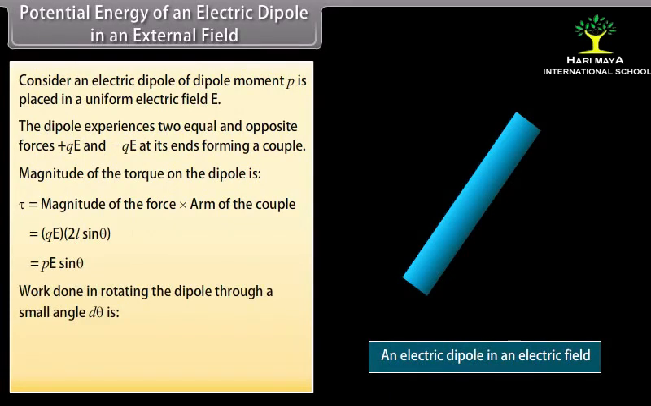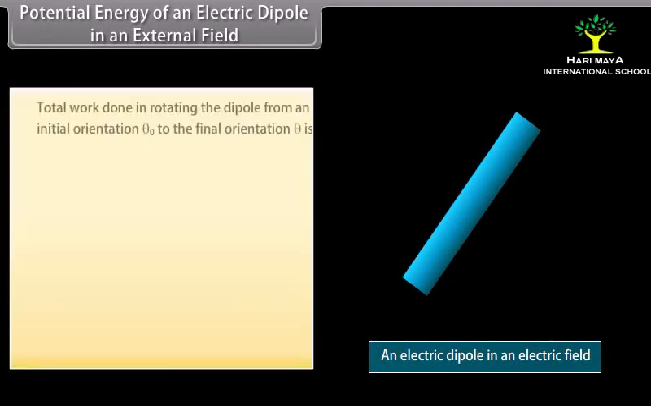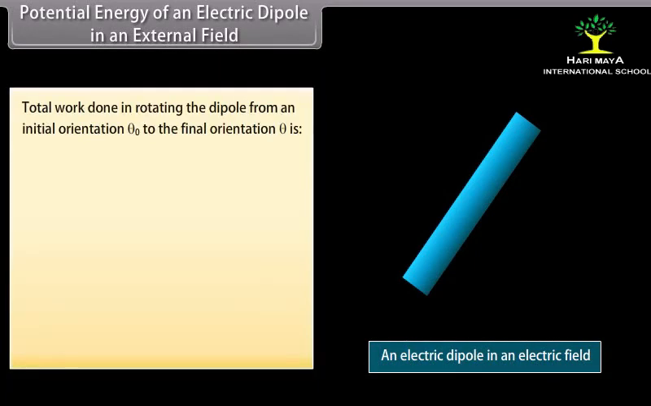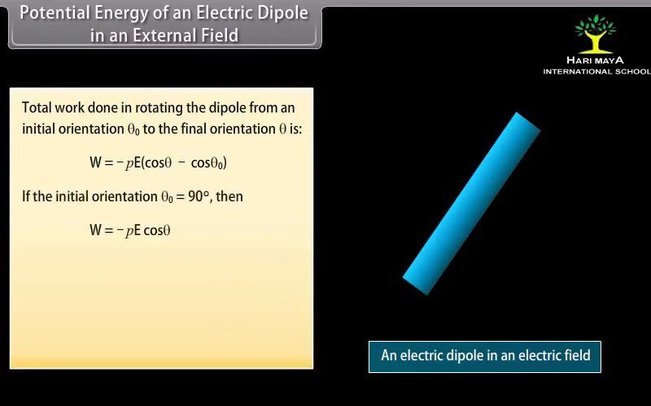Work done in rotating the dipole through a small angle d theta is equal to tau d theta, which is equal to PE sin theta d theta. Total work done in rotating the dipole from an initial orientation theta naught to the final orientation theta is W equals minus PE into cos theta minus cos theta naught. If the initial orientation theta naught is equal to 90 degrees, then W is equal to minus PE cos theta.